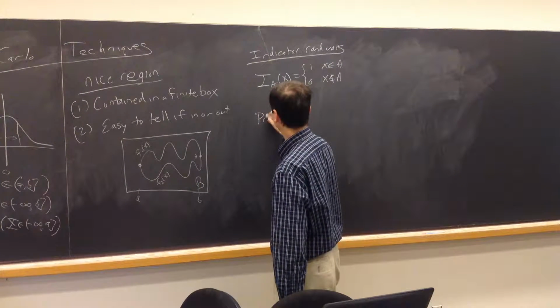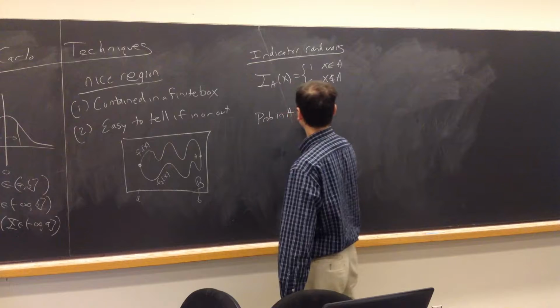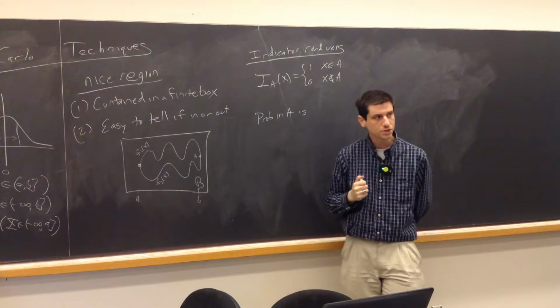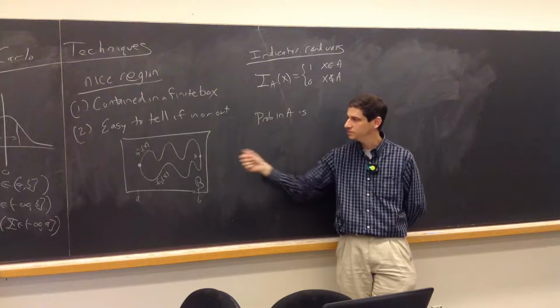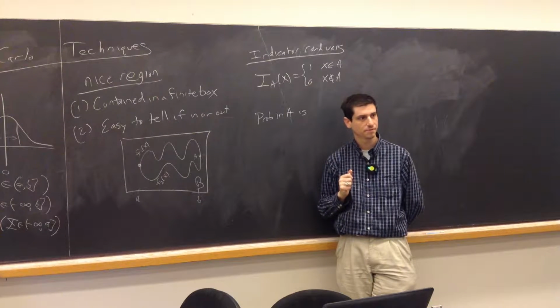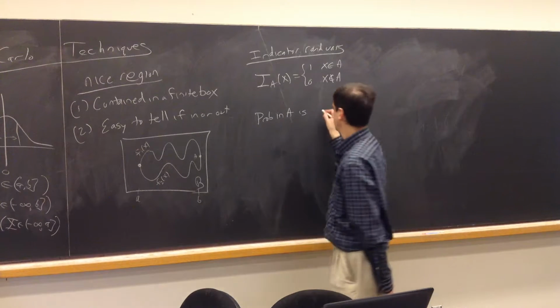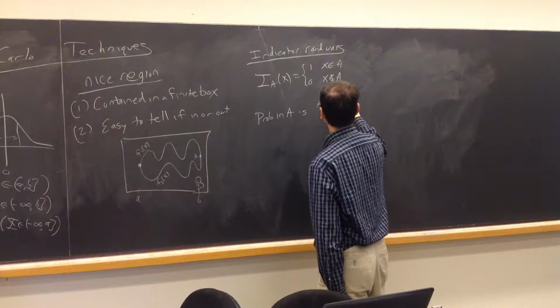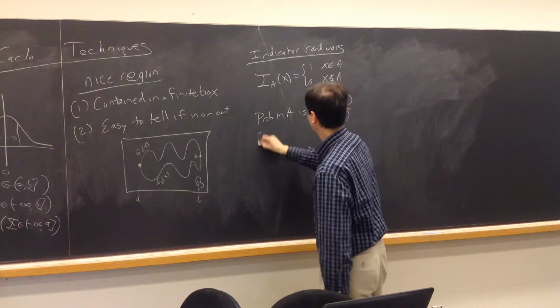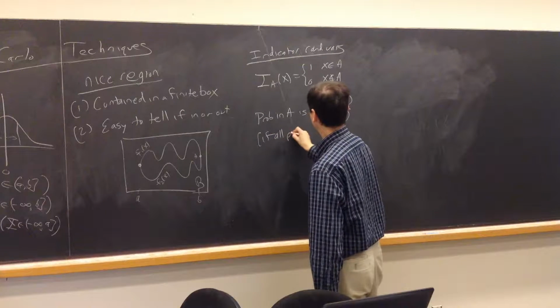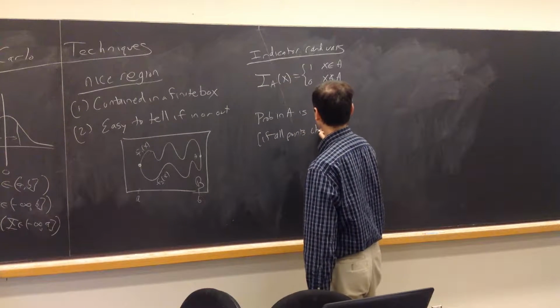So the probability you're in A is what? So what's the probability, if all points are equally likely to be chosen, if I choose a point at random, that I'm in A? The area of A. Not quite. The area of A divided by the area of B. If all points are chosen equally.